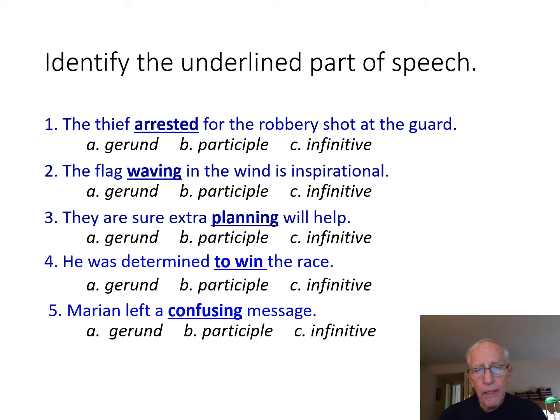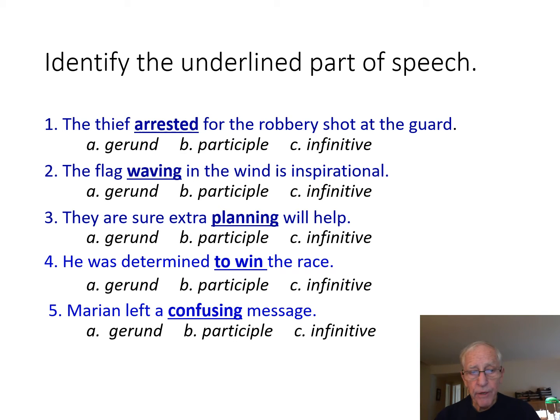So let's look at some examples here and see if we can identify the underlying part of speech. Look at number 1. It says, the thief arrested for the robbery shot at the guard. Arrested. We have an -ed ending here. There's no to, so we can forget about infinitive. And it's not functioning as a noun, so forget about gerund. That is a participle. Arrested is a participle. You see the -ed ending. And it describes the thief.